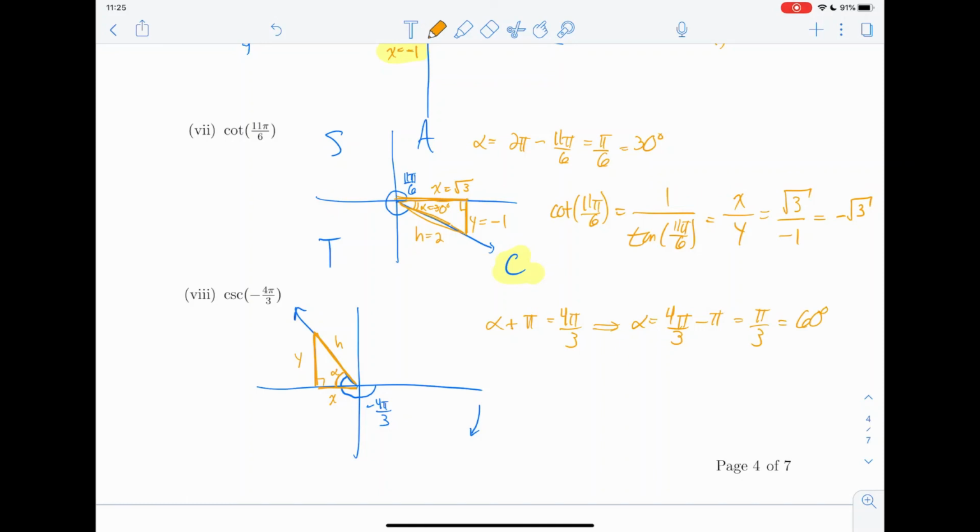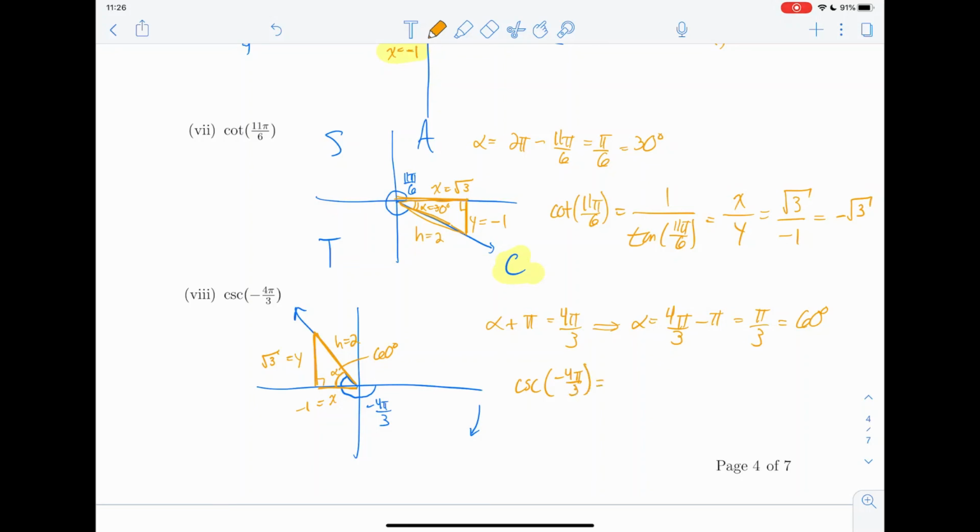So this alpha is a 60-degree angle, meaning we have another 30, 60, 90 triangle on our hands, where the opposite angle to that is going to be the 30 degree. So we know y here is going to be square root of 3. The x here is going to be a -1 because we're extending in the negative direction. And the hypotenuse is a 2.